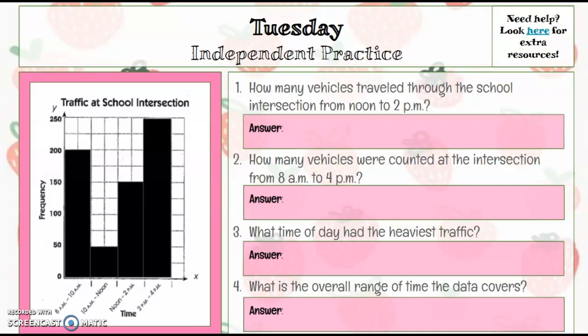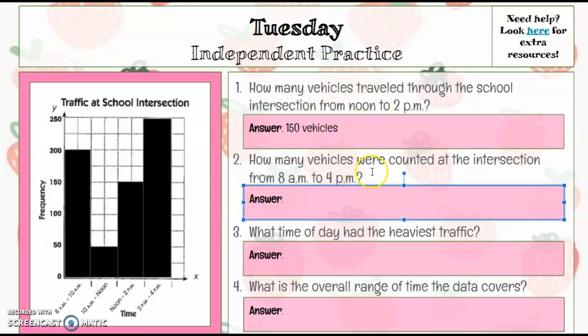Now that you've completed Tuesday's independent practice, let's go over the answers that you should have gotten. The first question was, how many vehicles travel through the school intersection from noon to 2? So I'm going to look down at the bottom where it says noon to 2, and I'm going to count and look all the way up until I get to the top of the line, which is 150. So that tells me 150 vehicles travel through the school intersection from noon to 2 p.m.